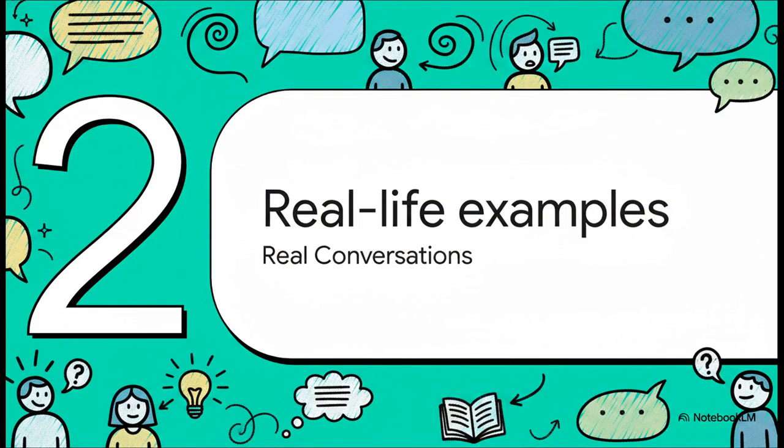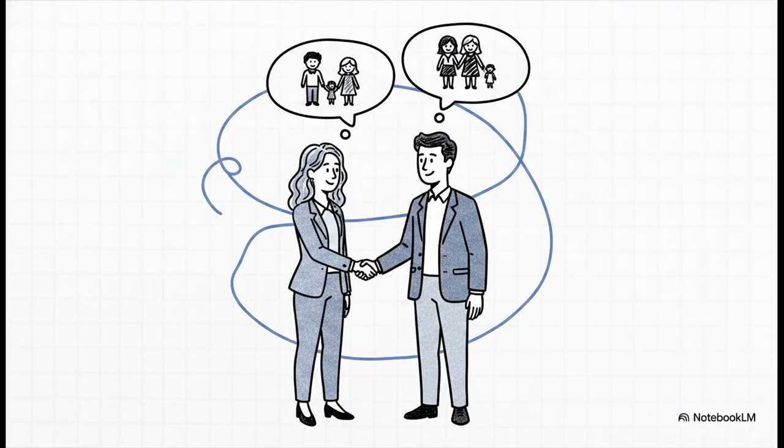Section 2. Real-life examples and real conversations. Okay, grammar charts are great and all, but you don't really master a language until you see how real people actually use it out in the wild. So let's eavesdrop on two characters from our source material, Dominic and Reiner. They're just having a super normal, casual business introduction, chatting a bit about their families. By looking at their chat, we're going to see exactly how possessive adjectives make the whole conversation flow smoothly.